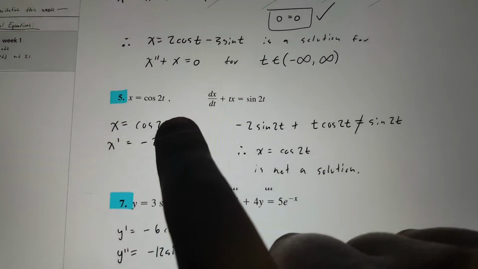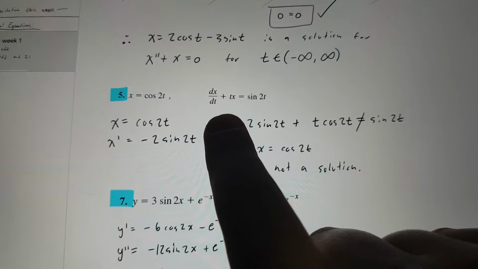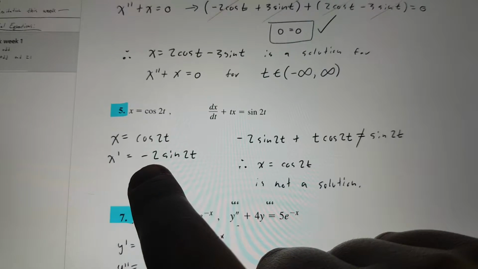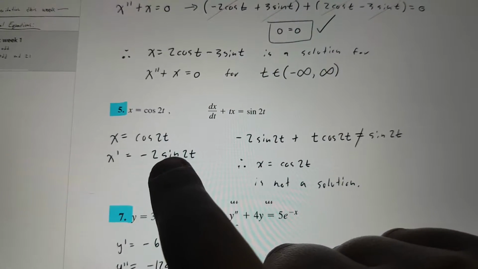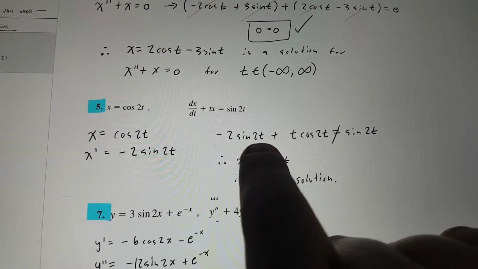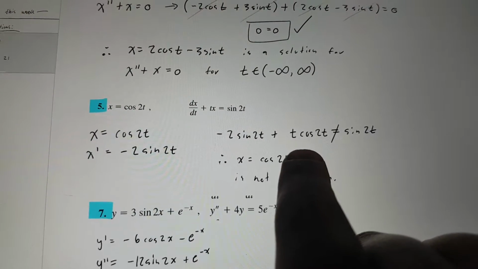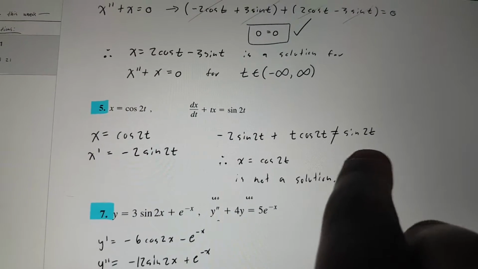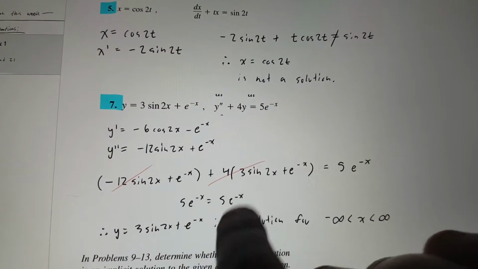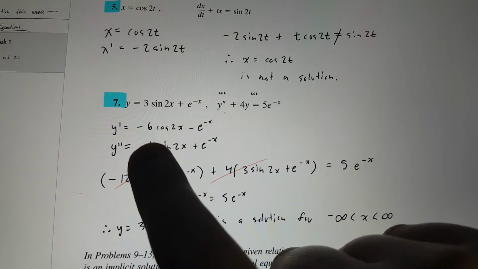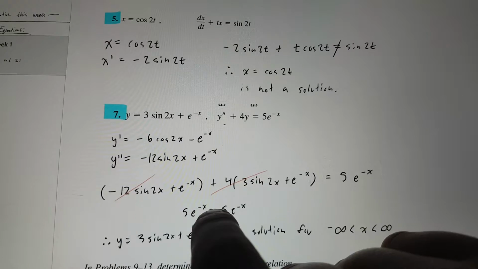Okay, x equals cosine 2t, and dx/dt plus tx equals sine 2t. So let's find x prime, and then we'll plug this into here. So that's x prime plus t, and we have x, so that's x, and that's not equal to this, so that's not a solution.